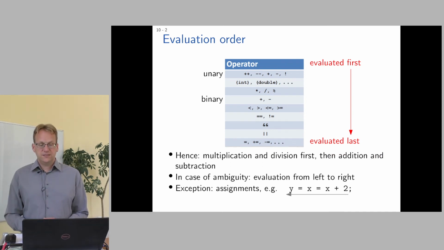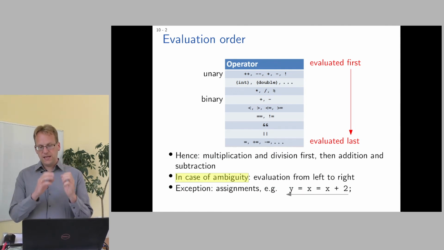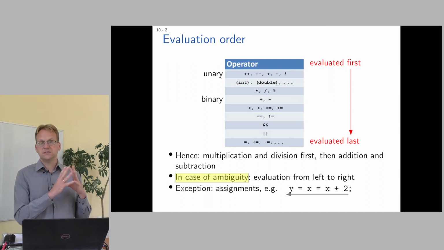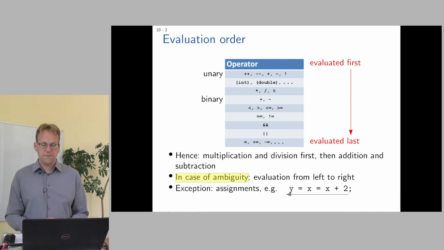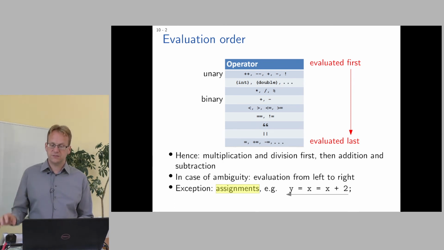So in general, this follows the rule: multiplication and division first, then addition and subtraction. If there is any ambiguity left, maybe you have, for example, a times b times c times d or something like that, then the evaluation is from left to right. There's one exception, of course, when having an assignment. For example, like this, y is equal to x is equal to x plus 2, then you need to read this from right to left.